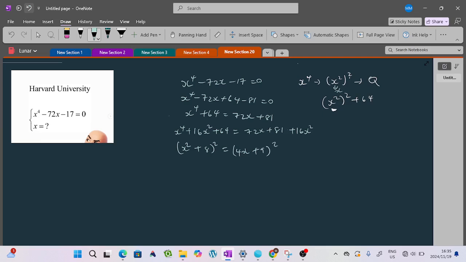Okay, so now here's what we have. We have (x squared plus 8) all squared is equal to (4x plus 9) all squared. So you have both your sides squared, so you can cancel the square by taking the square root. Okay, and now once you have the exponent equal, you can just equate the bases.